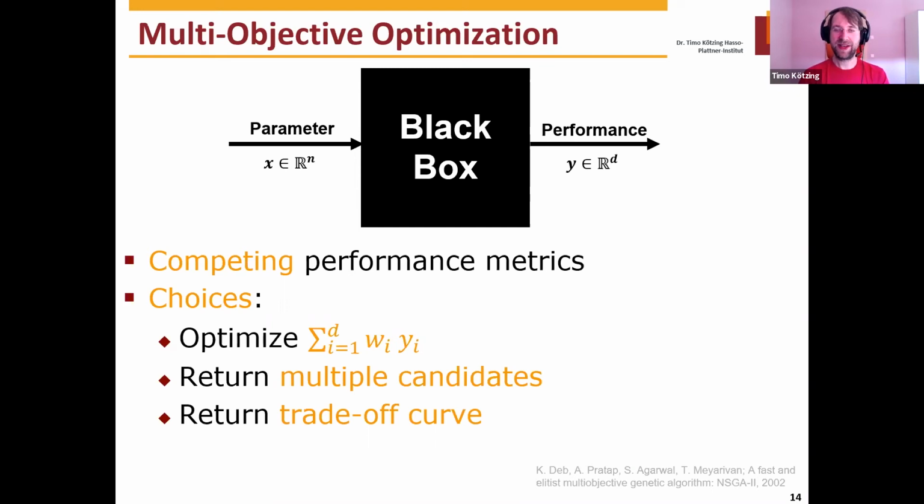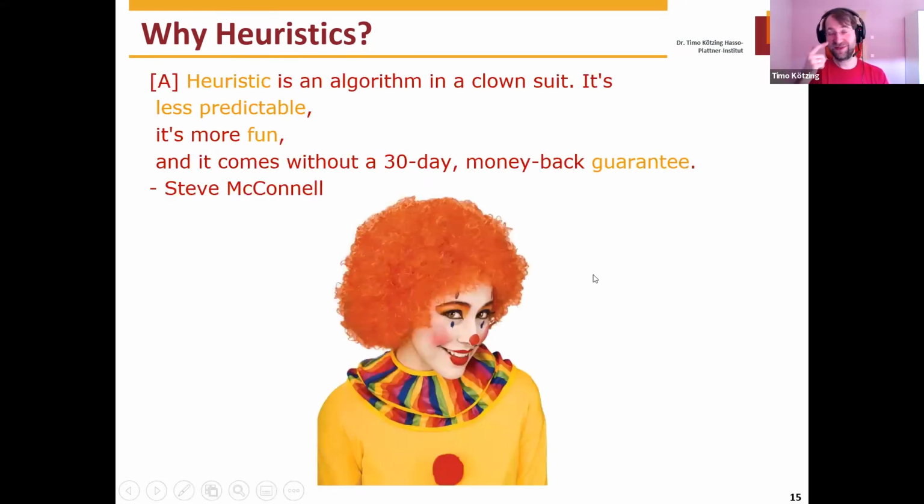Yeah. So these are basically the options you have there for dealing with multi-objective optimization. Now, a good question is, why do I want to have these heuristics at all? I've been talking all this time about this heuristic search, which was also in the title of this tutorial. So why do I not just want the best algorithm that does it all?